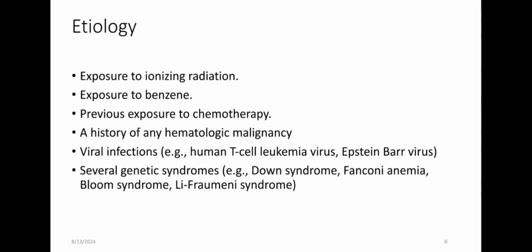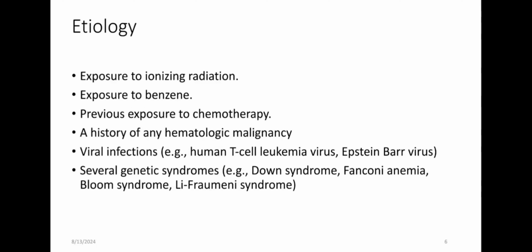Etiology. So there are multiple genetic and environmental risk factors that have been identified in the development of leukemia. Exposure to ionizing radiation is associated with an increased risk of multiple leukemia subtypes. Exposure to benzene is a risk factor for leukemia in adults, and particularly acute myelogenous leukemia. Previous exposure to chemotherapy, especially alkylating agents and topoisomerase II inhibitors, increases the risk of acute leukemia later in life. Then, a history of any hematologic malignancy is a risk factor for subsequently developing another subtype of leukemia.